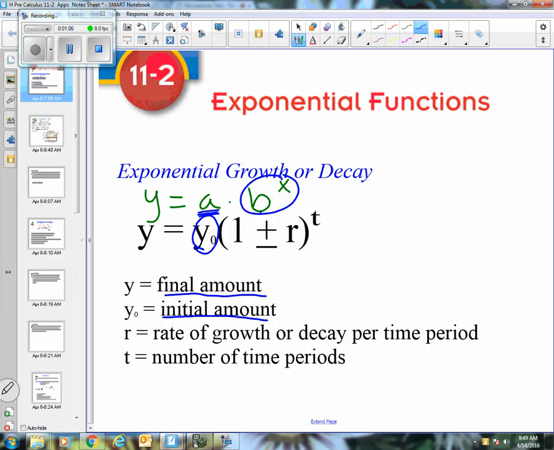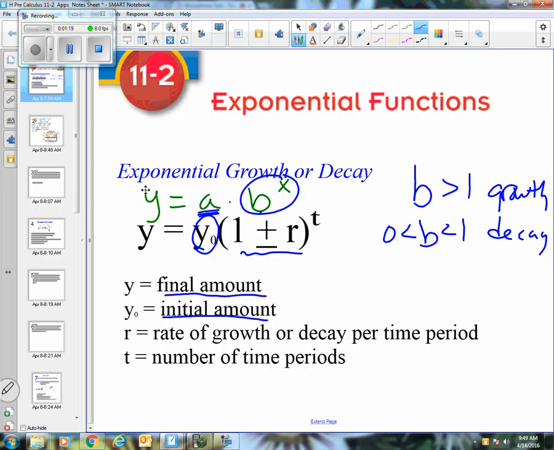Now your base, let's talk about bases that we did yesterday. If your base is greater than 1, that's where we have growth. If the base is between 0 and 1, that's where we have decay. So when you think about our base in here, that's where that adding and subtracting comes from. If you're adding your rate, that would give you a base that's bigger than 1. You'd have growth. If you're subtracting the rate, that's when you're going to have a decay situation. You're taking it away, it's going to be a number less than 1. So that's the interest rate per time period, whatever that time period might be.